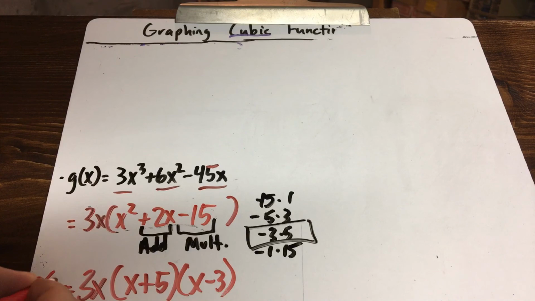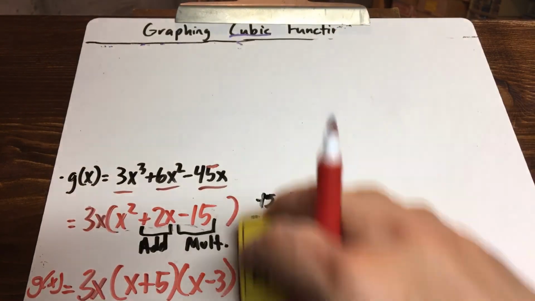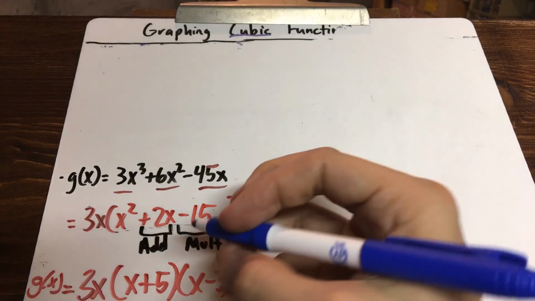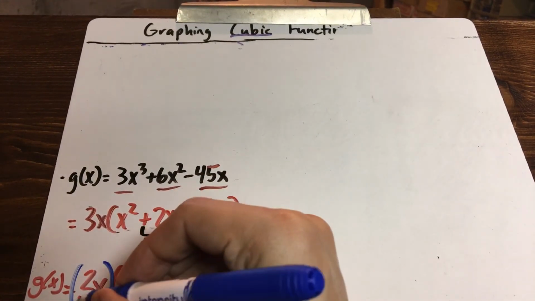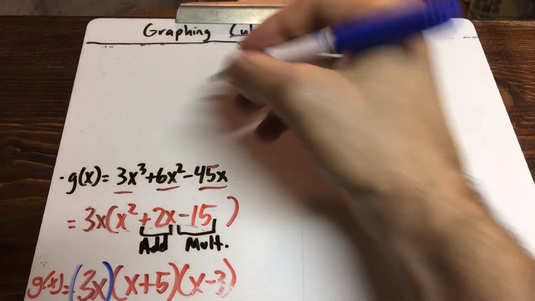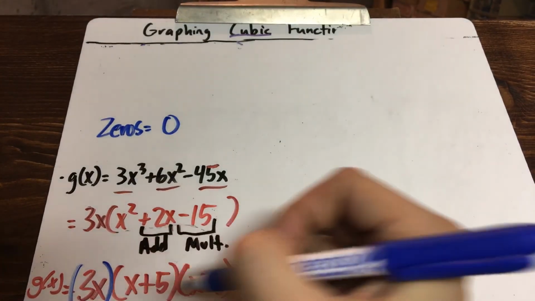I could put the g of x here if I wanted to, but it really doesn't matter. This is the simplified version of my function. And now that I have it factored, now I can look at, okay, what are my zeros? What are my x-intercepts? And all that, right? Right here, what number would I plug in to make this parentheses equal 0? That would be 0, right? 3 times 0 equals 0.